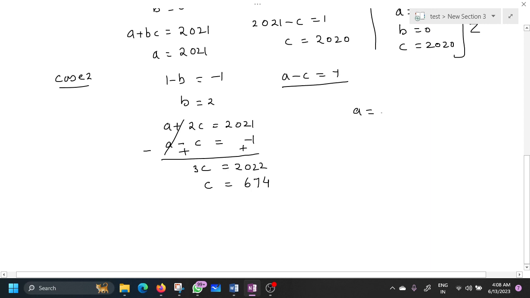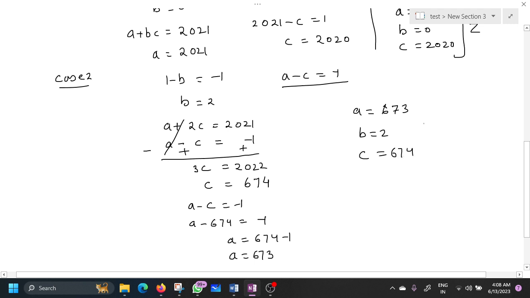So from case 2 you are getting a is equal to what? I haven't calculated a yet. So let's calculate a also. a minus c is equal to minus 1. So a minus 674 is equal to minus 1. So a is actually 674 minus 1, which is 673. So a is 673, b is 2 and c is 674. All three are integers, belongs to Z, so it's a valid solution.